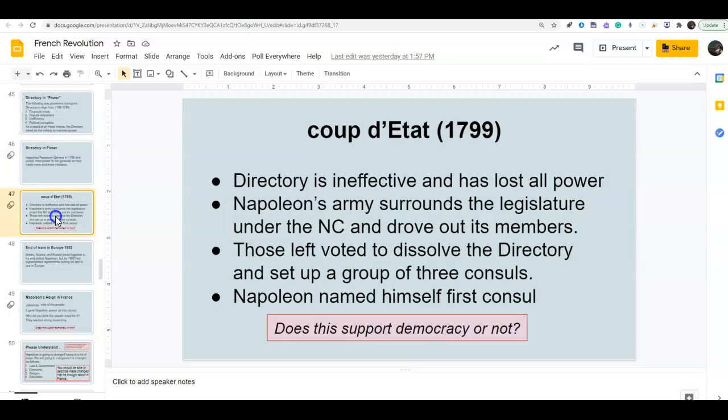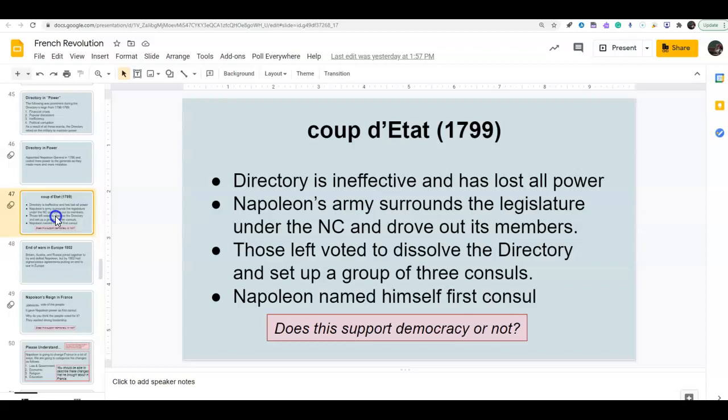So what Napoleon does is he stages a coup. A coup is where a person overthrows the government, and essentially that is what Napoleon did. He overthrew the government and then named himself the leader of France. This is not very democratic. Basically, he used his military power and used the military to overthrow everybody and get them out of power.